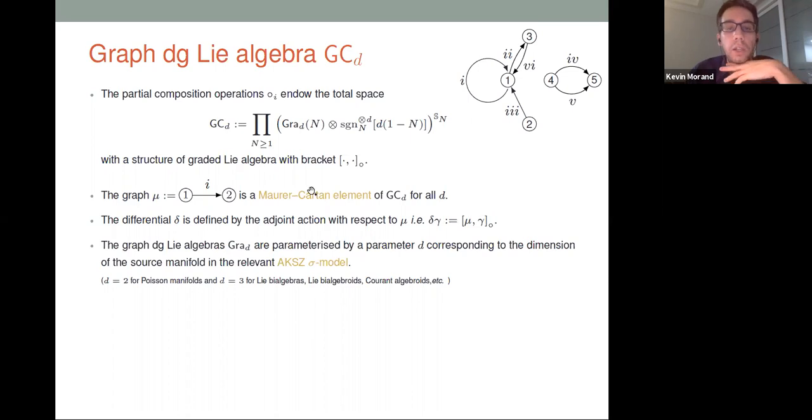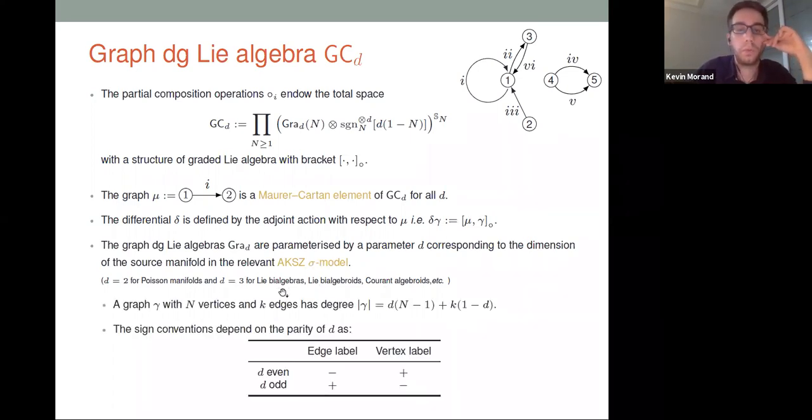Okay, so this DGLA is parameterized by a parameter D, which in fact corresponds to the dimension of the source manifold in the relevant AKSZ sigma model. So for D equal 2, we have the Poisson sigma model. So the source has dimension 2. That means this D should be 2. And for Lie bialgebras, Lie bialgebroids, and coalgebras, and so on, we will have D equal to 3.